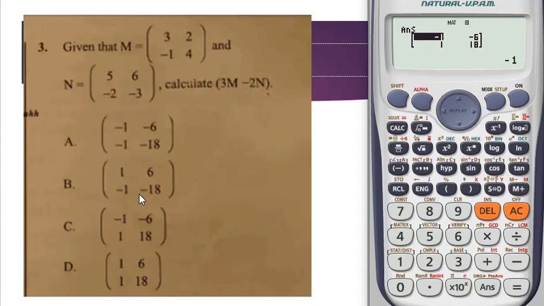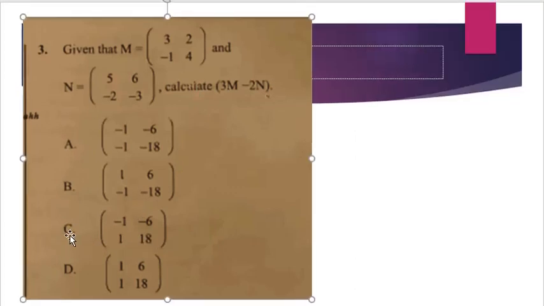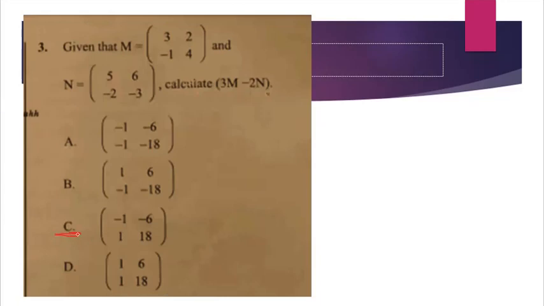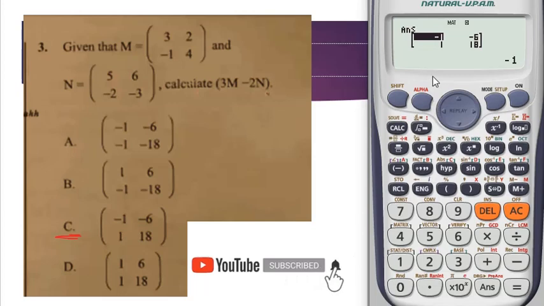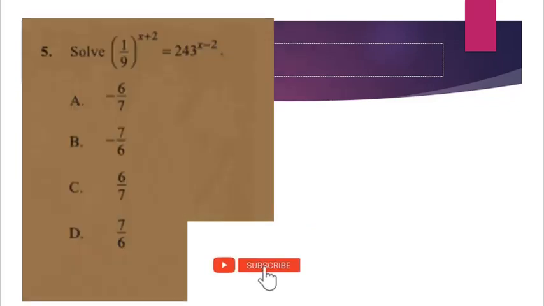So you see how simple this is. So these are our answer. That's our answer. We have C: minus 1, minus 6, 1, and 18. Now let's proceed.